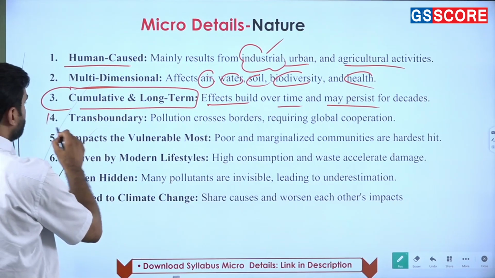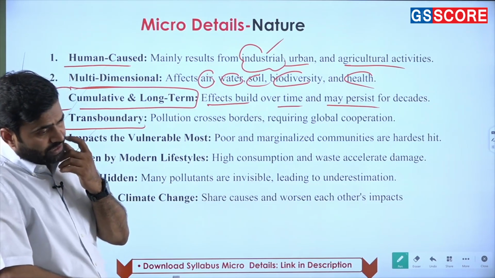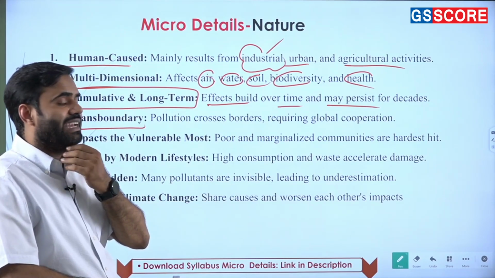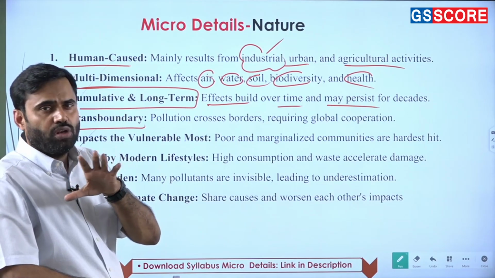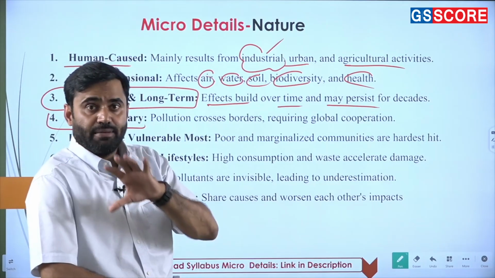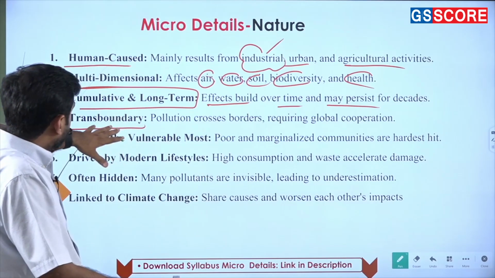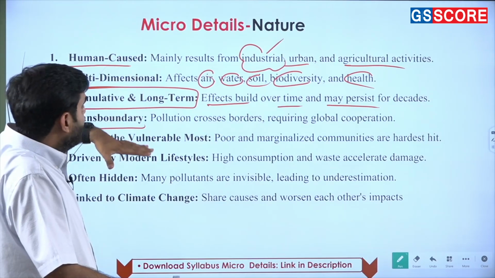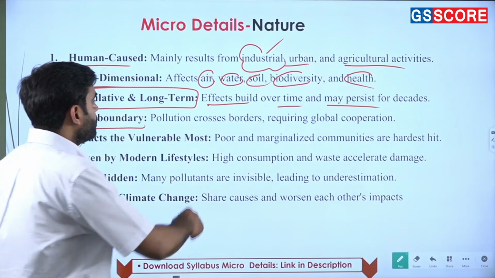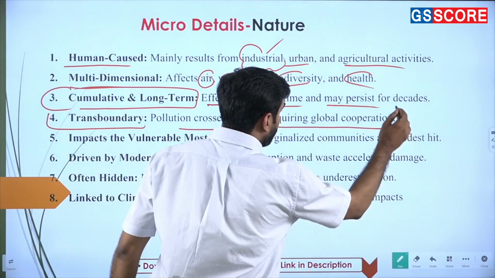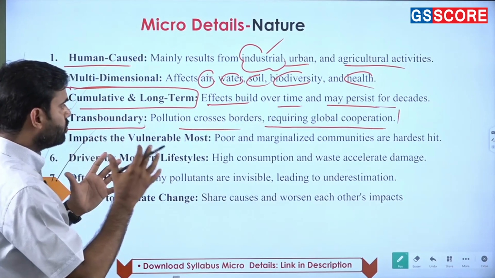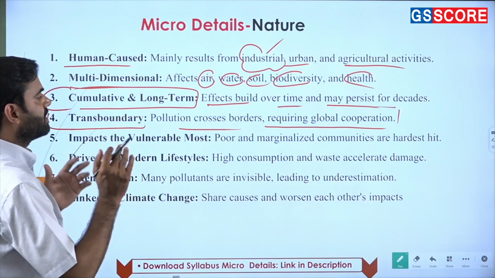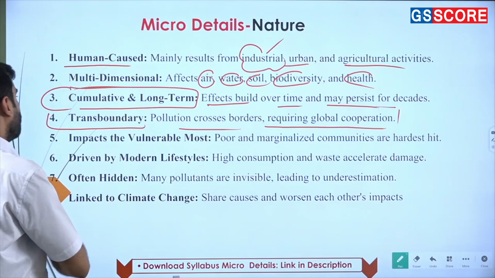Next, transboundary. As we know, let me tell you the news from yesterday: in Delhi the air quality index was more than 500, and haze-type pollution was visible there, a dense fog even in broad daylight. News is coming that it was coming from the Pakistan side. So you can easily understand these are all transboundary, meaning pollution crosses borders, requiring global cooperation. So now it has become a global issue. We have to understand the role of transboundary pollution. How much pollution is coming from different countries? This is a very important area. Please make sure you cover it.